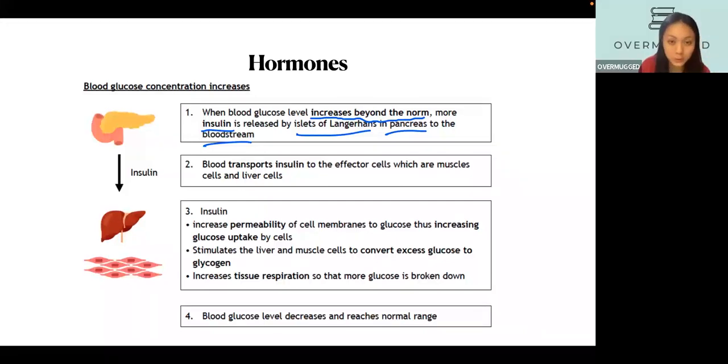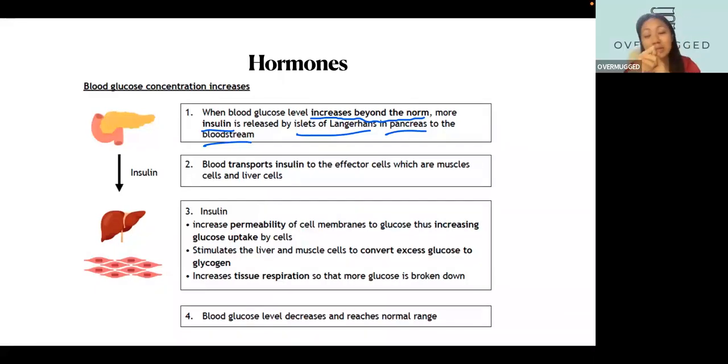Okay, blood transport insulin. Then after that, what is the function of insulin? Increase permeability of cell membrane to glucose, so increasing glucose uptake. So what the insulin does is that it adds more. Okay, so this is when you need to link to some chapters, very remotely.